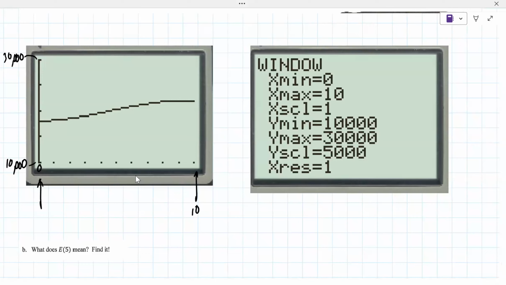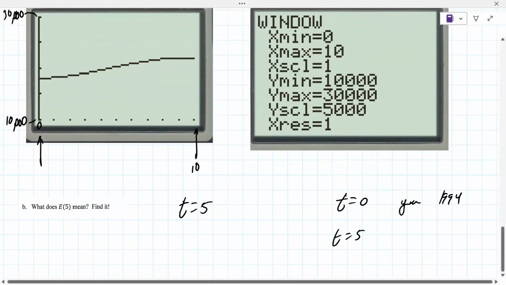Okay, so it says, what does E of 5 mean? Find it. So P equals 5, and we know that P equals 0 is year 1994. So T equals 5 is 5 years later. That's year 1999. So the meaning of E of 5 means in 1999, it's the amount of athletic equipment sold. I'm just reading what's in here, not doing anything sophisticated. It's the amount of athletic equipment sold in millions of dollars.